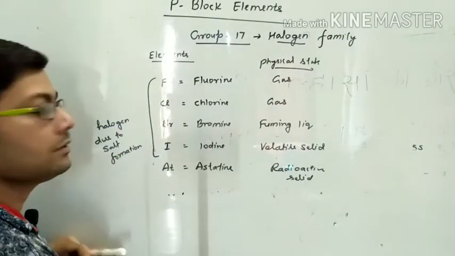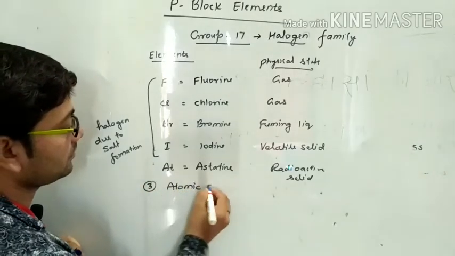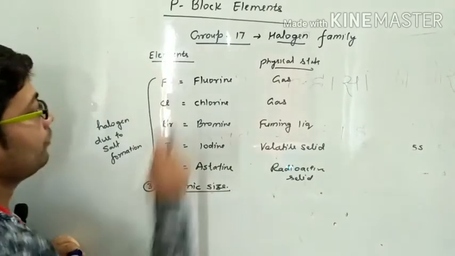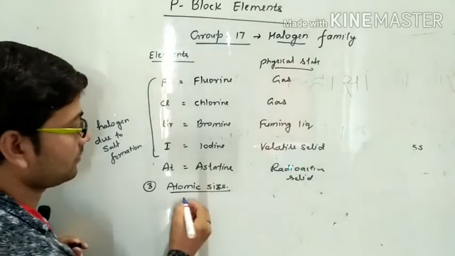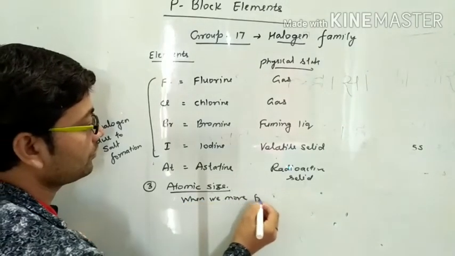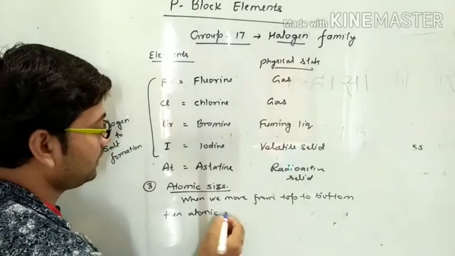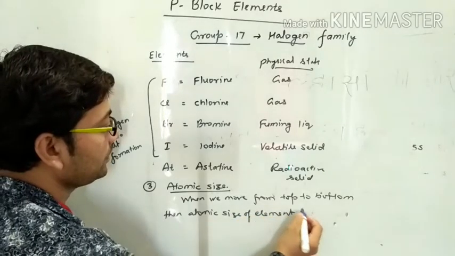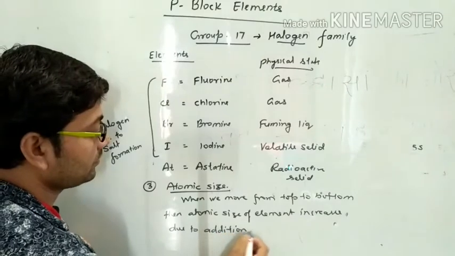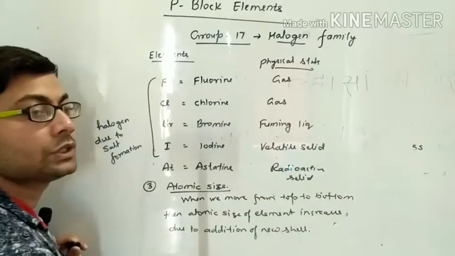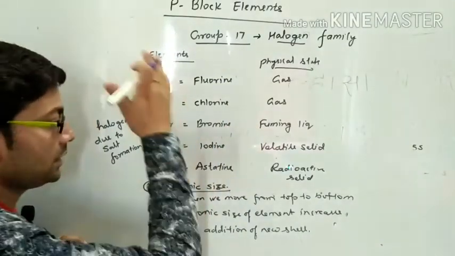Now the third physical property of these elements is atomic size. When we move from top to bottom, the atomic size of the elements increases due to the addition of a new shell. In this case, 2 shells are present, then 3 shells, 4 shells, 5 shells, and 6 shells. Then the size of the elements increases.